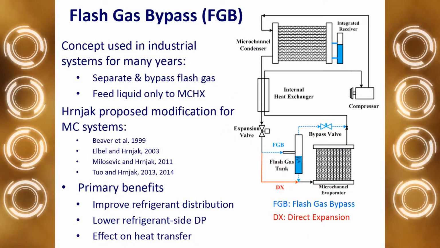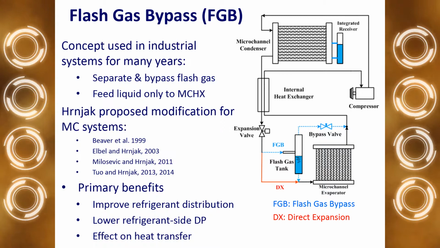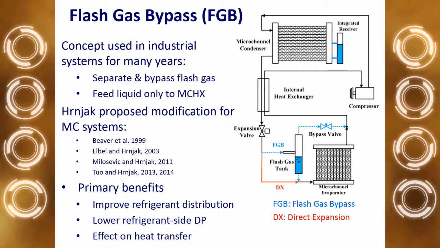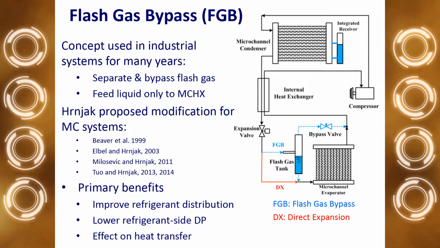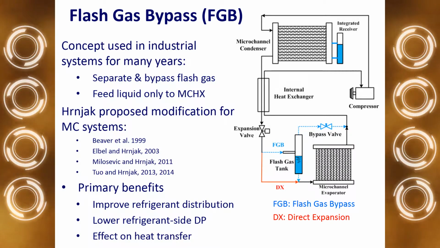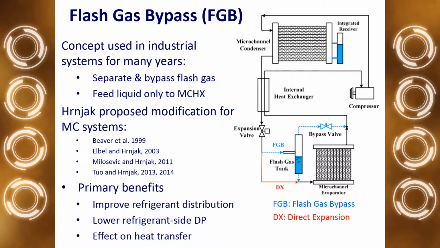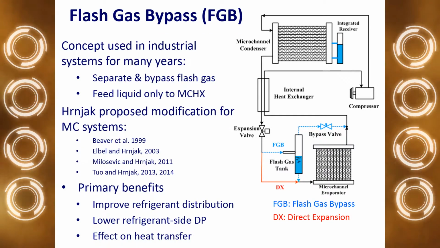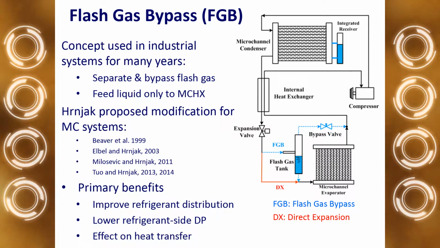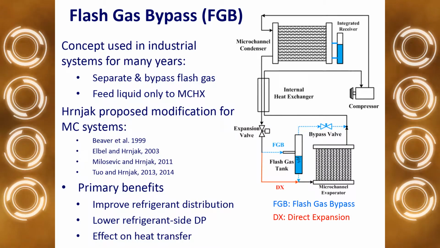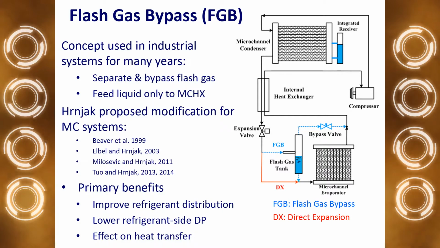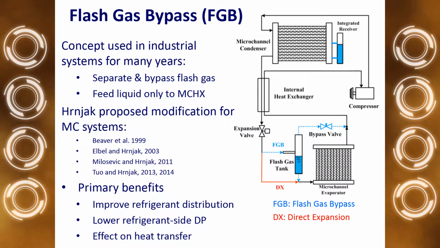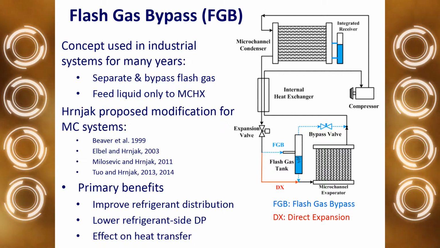That's a concept used in industrial systems for many years. It separates and bypasses flash gas, and we feed liquid only to microchannel heat exchangers. Professor Hrnjak proposed modifications for MAC systems together with Beaver, then with Elbel and Milošević and Tuo in those years. The primary benefits of FGB are to improve refrigerant distribution in microchannel heat exchangers, to get a lower pressure drop on the refrigerant side, and to get a better effect on heat transfer.